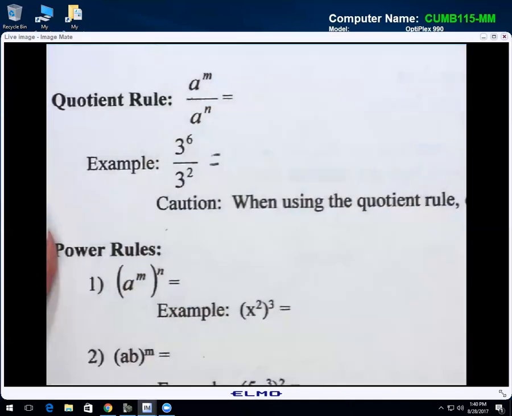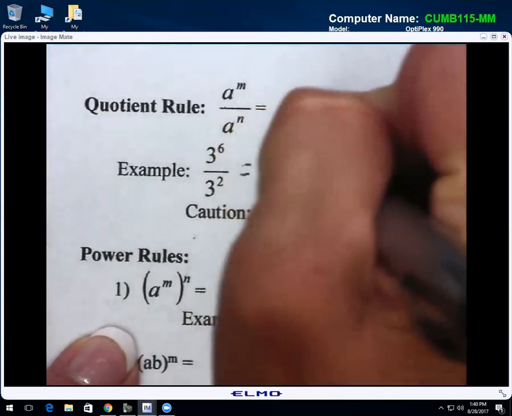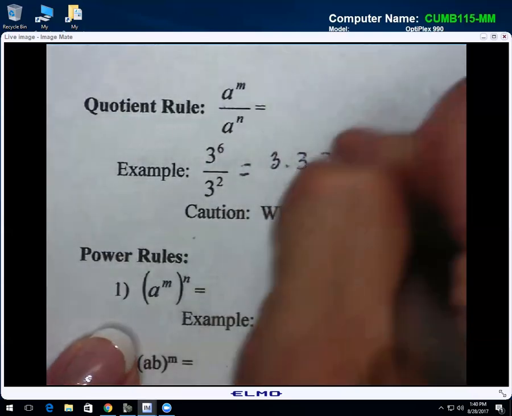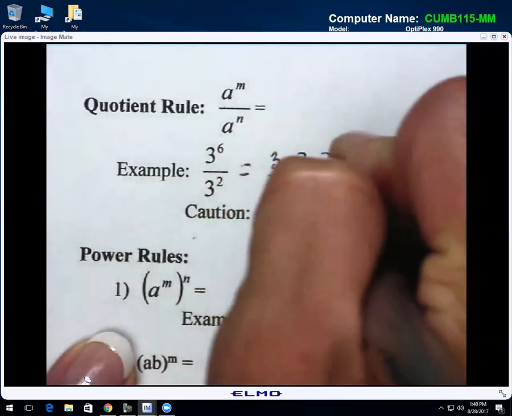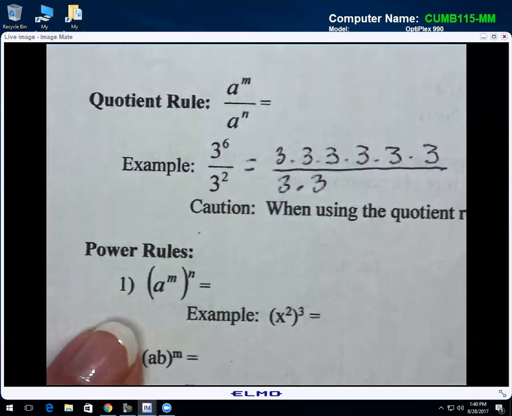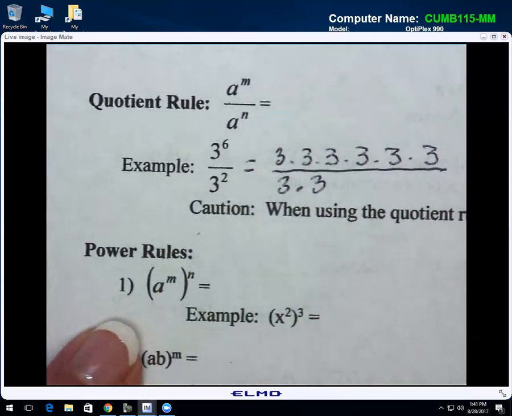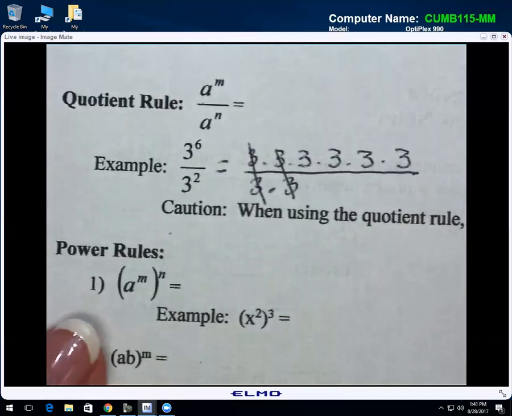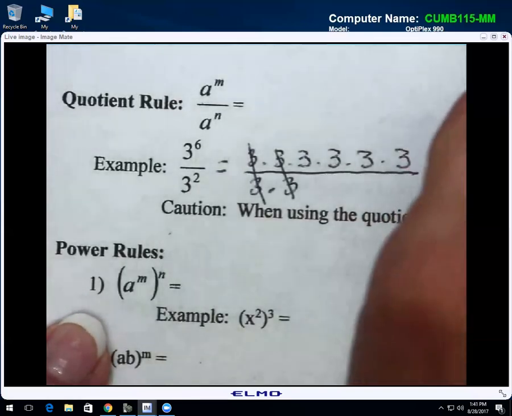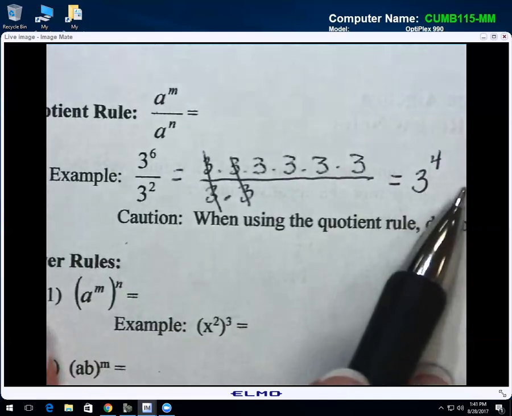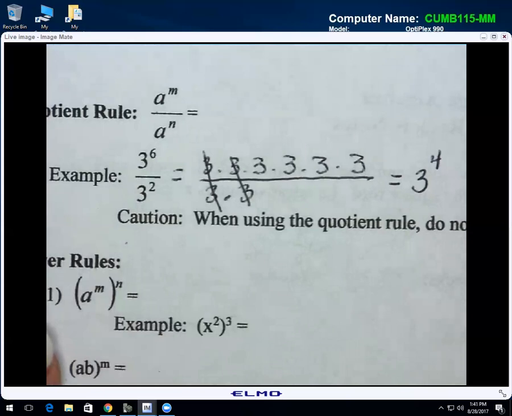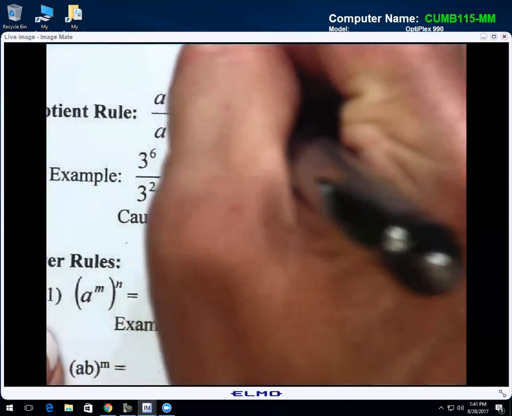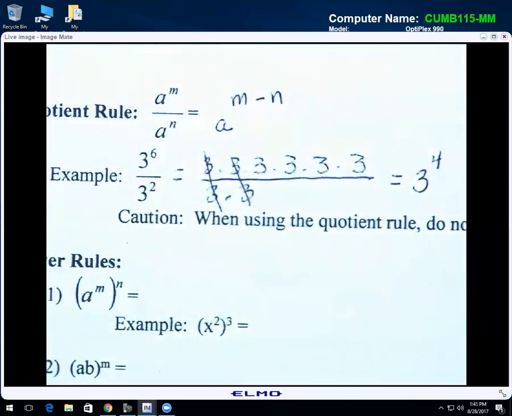Think about what it means. 3 to the 6th means 3 multiplied by itself 6 times. 3 squared means 3 multiplied by itself just 2 times. And I know that with fractions, one legal thing to do with fractions is cancel common factors. And so what's left? 3 to the 4th, which just happens to be what I would get if I did what with those original exponents. And that's why the quotient rule says if you divide two expressions with the same base, you subtract the bottom exponent from the top exponent.